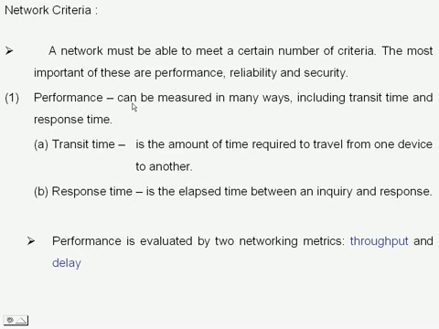Performance can be measured in many ways, including transit time and response time. Transit time is the amount of time required to travel from one device to another. Response time is the elapsed time between an inquiry and response. Performance is evaluated by two networking metrics, throughput and delay. Throughput is otherwise called bandwidth.